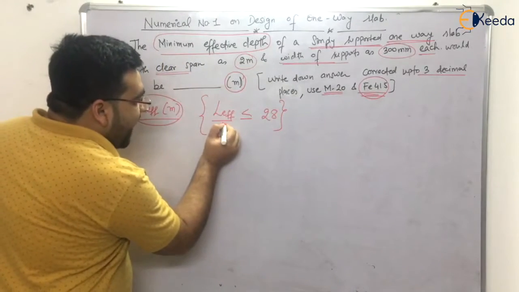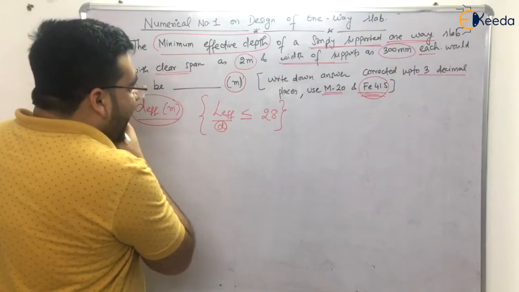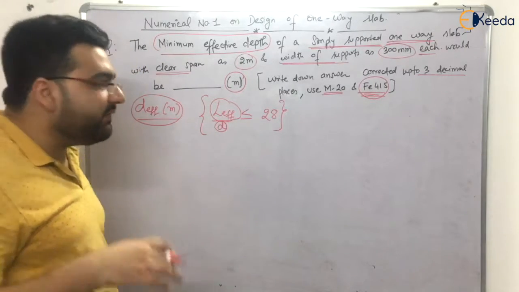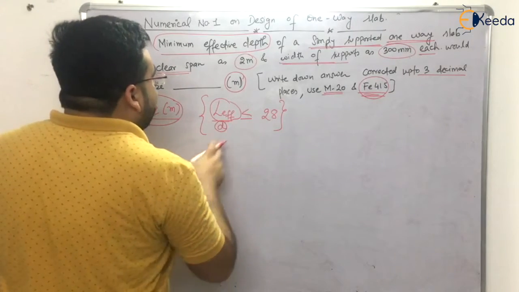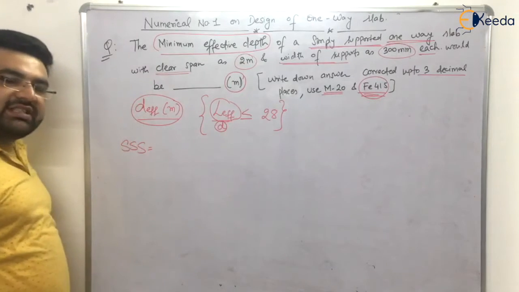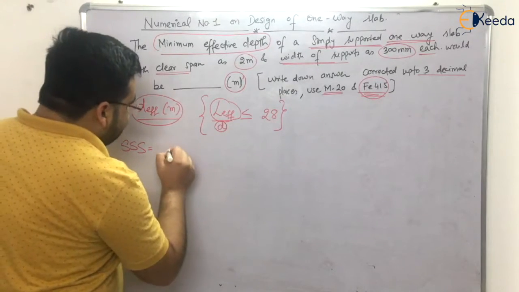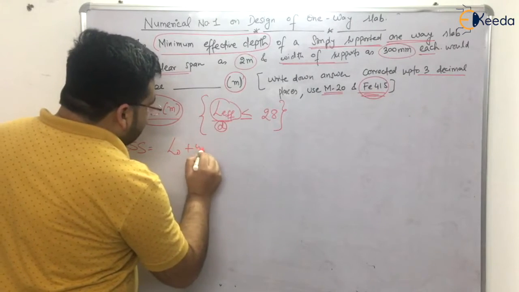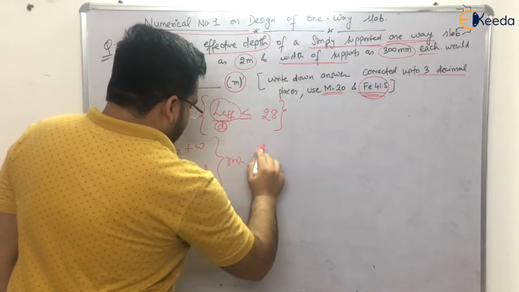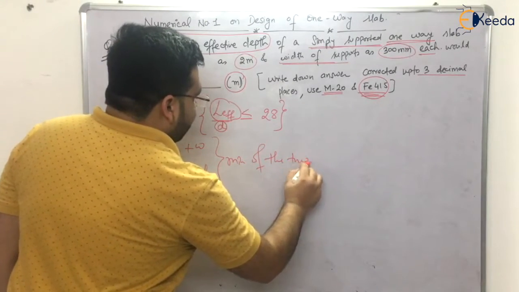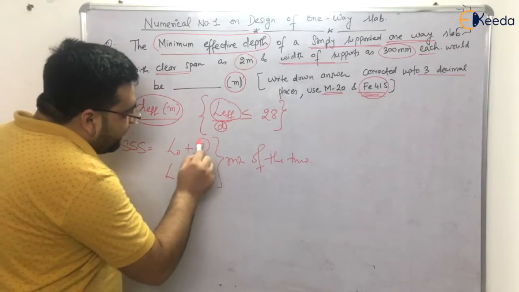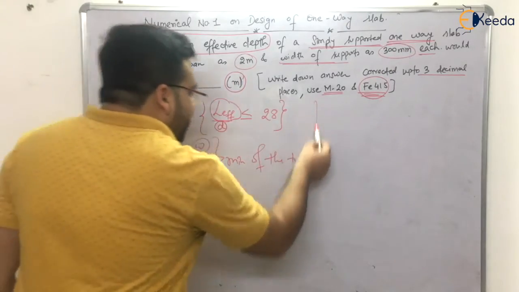Now we have to calculate D, and what we do not have is L effective. So first of all we have to get L effective. You know that for a simply supported slab, L effective is basically L naught plus W or L naught plus D, the minimum of the two. But in this question, D is not given to you. If D is not given, whatever is given, you make use of that.